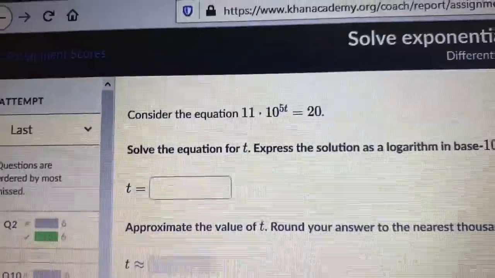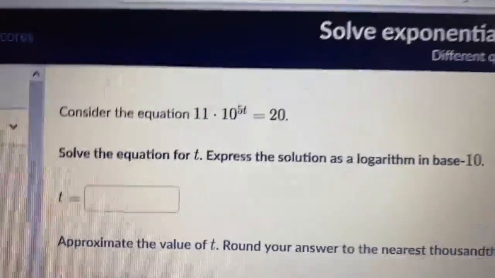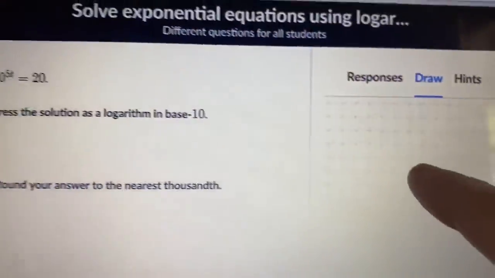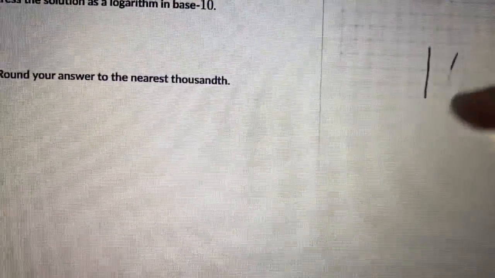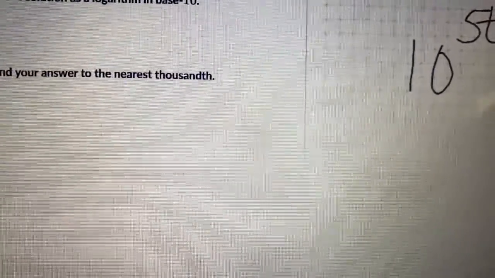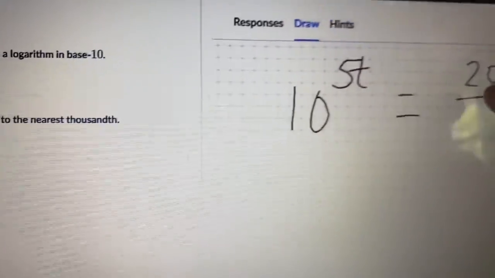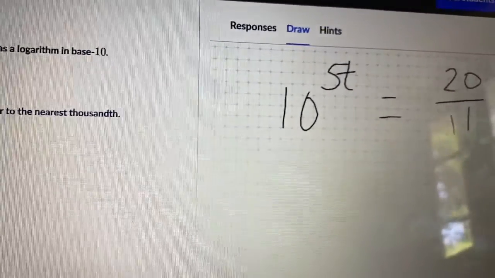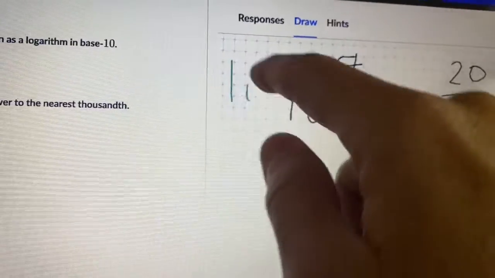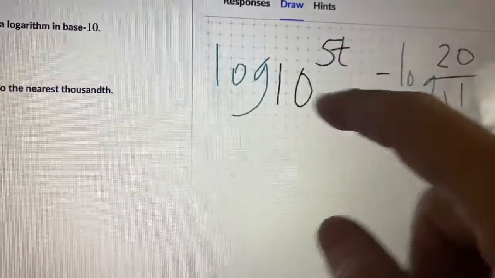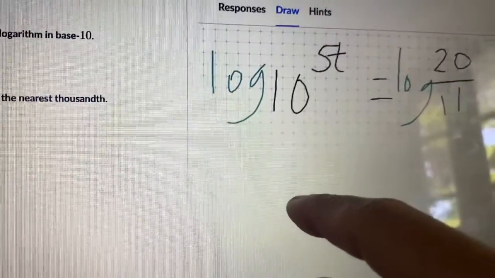Now here we've got base 10. So we're going to use plain log. We're not going to use the natural log here. But first step is I'm going to divide by 11 on both sides. So I have 10 to the 5t is equal to 20 over 11. Now to move this down, I'm going to take plain log. You don't even have to put in the little base 10. It's understood that's what it's going to be.